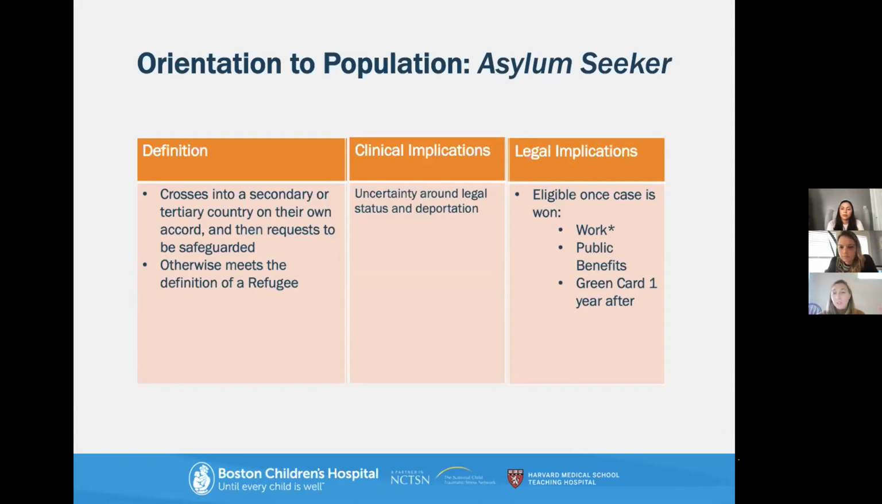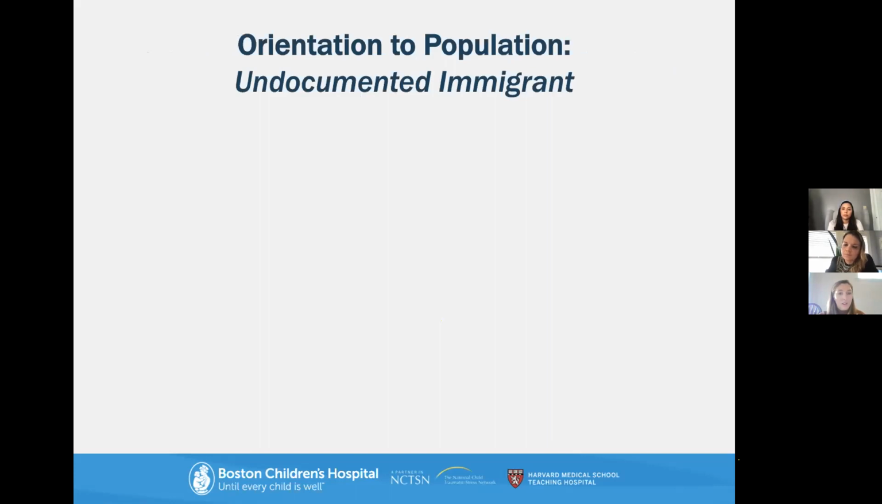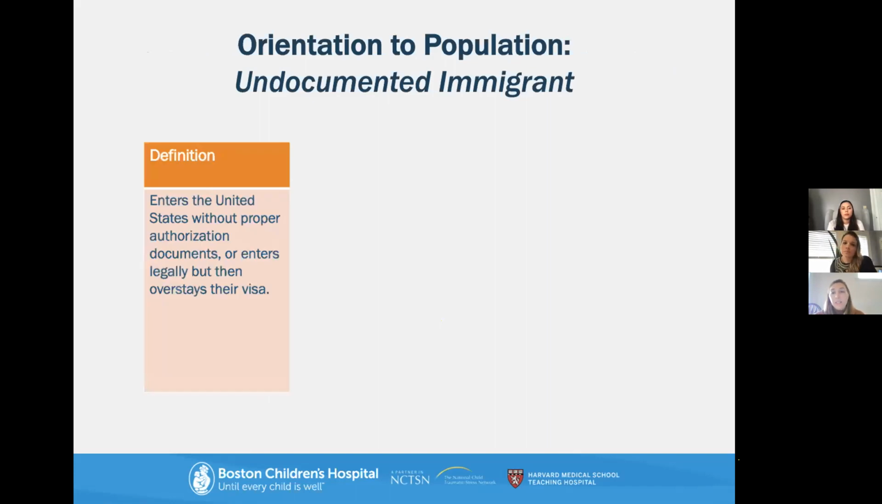And so we just talked about refugees and asylum seekers. These are just two of different legal statuses in the US. We're not going to get into different types of visas today, but there's certainly a lot of other options as well. What you may also see as providers that I did want to mention are undocumented immigrants. A definition of an undocumented immigrant is someone who enters the United States without proper authorization or documents, or enters legally and then overstays their visa.